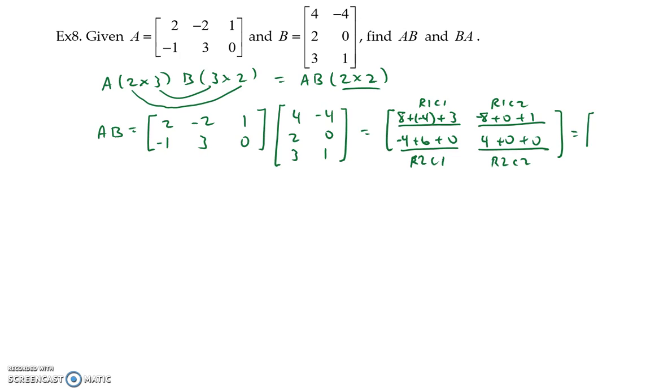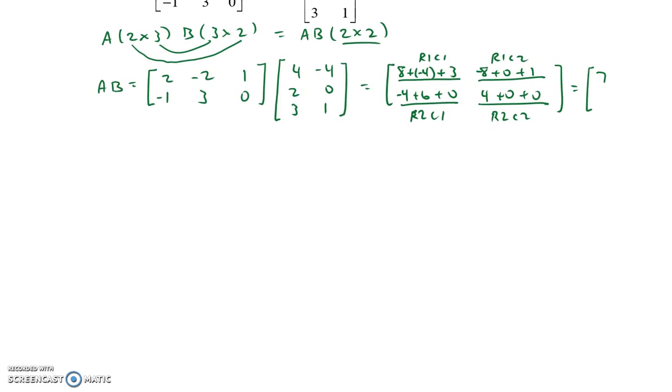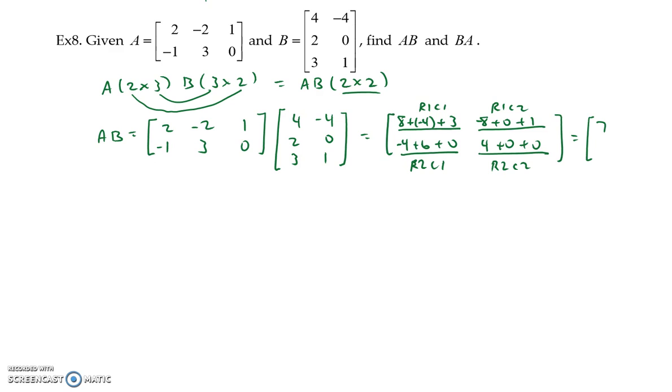Simplifying, we obtain 8 plus negative 4 plus 3 is 7. Negative 8 plus 1 is negative 7. Negative 4 plus 6 plus 0 is 2. 4 plus 0 plus 0 is 4. So having done A times B, let's try B times A.